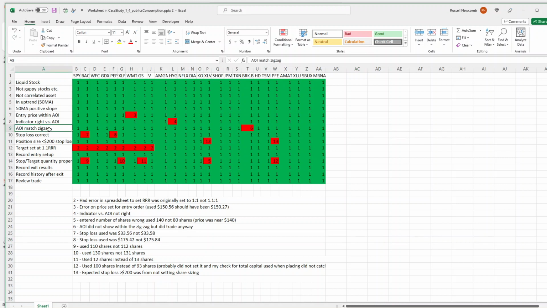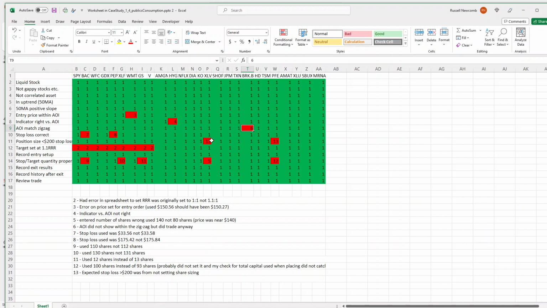One thing I also do is, if I have an area of interest that I'm not sure if it's an area of interest or not, I use the zigzag tool of a preset set of values to sort of nudge me back on track. And if it doesn't match the zigzag tool, I'm not supposed to trade, although I did actually trade here, as you can see, for number 6 below. Stop loss, entry, record things, all that type of stuff.